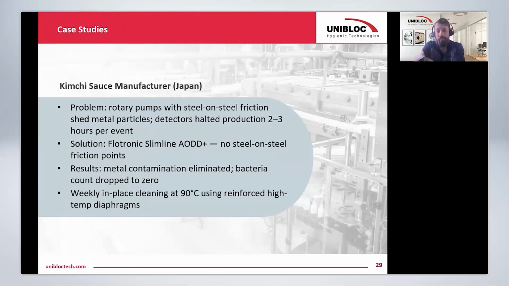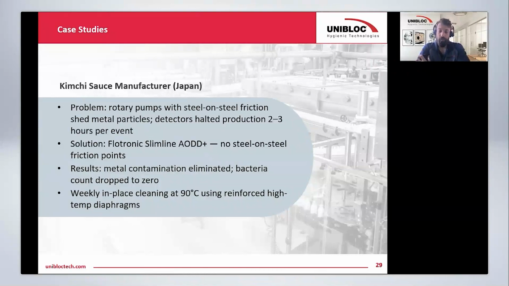Some case studies. We had a kimchi sauce manufacturer. They were using a lobe pump, and they were having issues with the lobes galling. So the lobes were hitting the housing and they were getting metal in their product. And every time that happens, they had to shut down their line. They had to throw product out. They had to figure out what was wrong with the pump. So they were losing hours of time as well as product. And so they were looking to us for a solution.